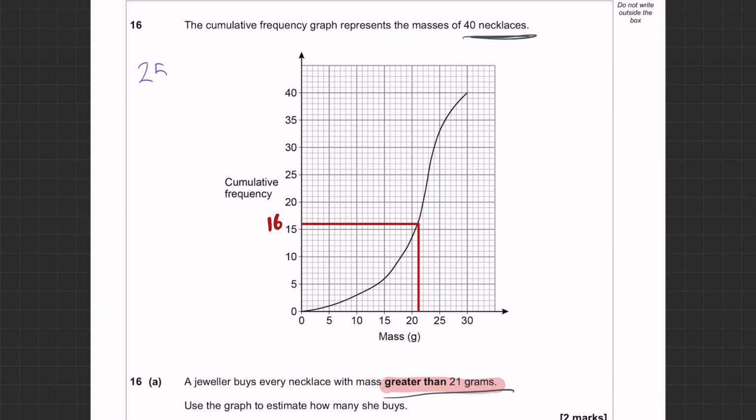So we've got 25%, 50%, and 75%. These are percentages of the values on the side, the cumulative frequency. So 100% is all 40, and 0% is 0, obviously. 50% is going to be half of 40, which is 20. 25% is half of 20, or a quarter of 40, which is 10.